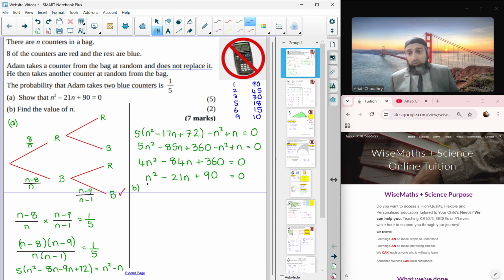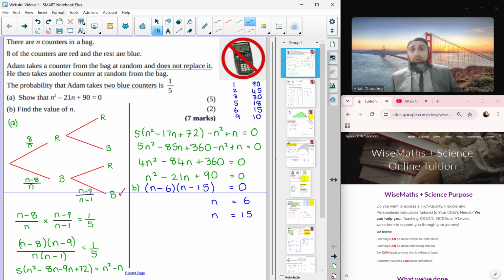So we're going to be factorizing it, and we need it to be n minus 6 and n minus 15, because if you multiply minus 6 and minus 15, you get plus 90, and if you combine them together, you end up getting minus 21. So that's n minus 6 times n minus 15 is equal to 0. Now that's factorized, we just need to solve it. So either n is going to work out to be 6, or n is equal to 15.